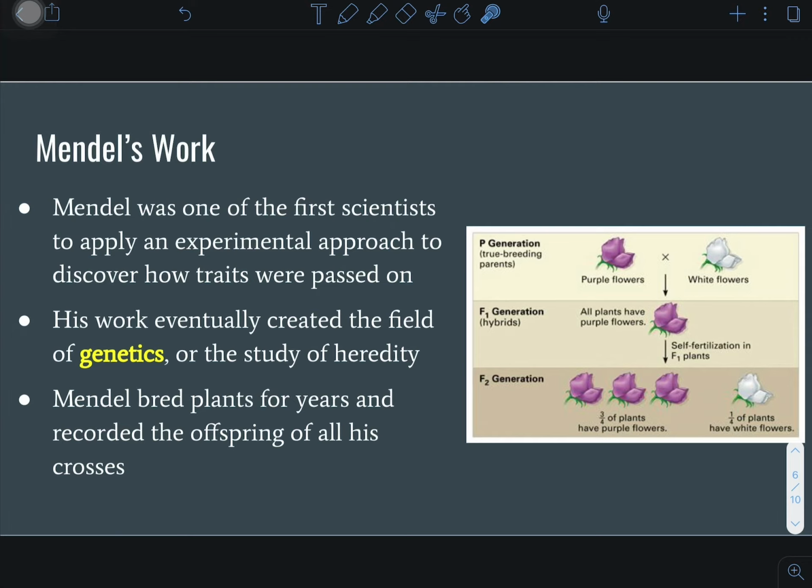So his work eventually created this field called genetics that we know of today. But basically what we're doing is just talking about how things are inherited from one generation to the next. So Mendel went and he bred these pea plants for years and years, and he recorded what the offspring of all of his different crosses were. Now, when we talk about crosses, what we're talking about is when we take a purple flower and a white flower and we cross it, we're fertilizing them. We're letting them sexually reproduce. That's what a cross is.